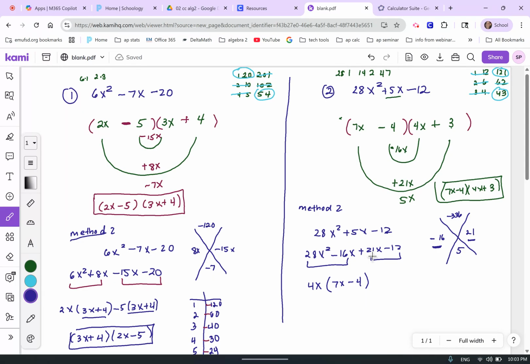Likewise, what's in common to 21 and 12? +3. And when I factor that out, you get 7x minus 4. I now see I have a common binomial of 7x minus 4, and I'm left with 4x plus 3. And that matches this other solution.